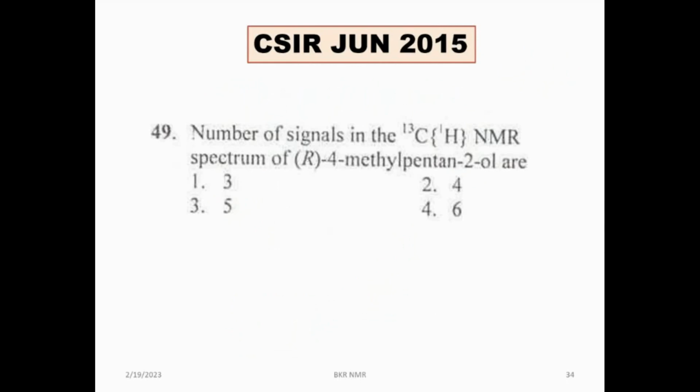Number of signals in the carbon NMR of 4-methyl pentan-2-ol. Anyone, could you tell me? First write the structure and quickly tell me how many signals you expect. Five carbon signals. Okay, what is this pentanol?